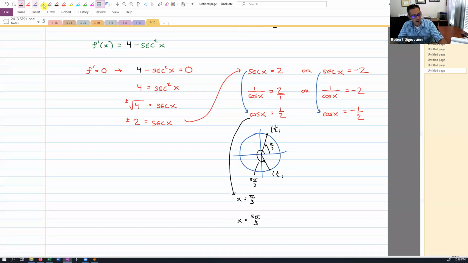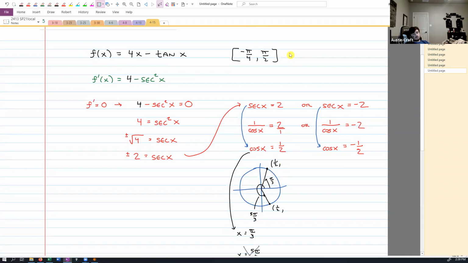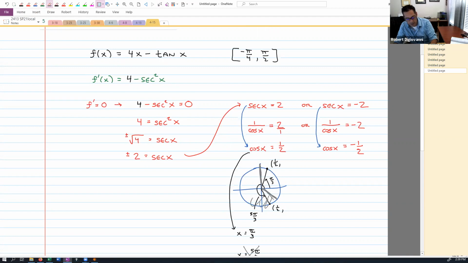I'm going to throw away the 5 pi over 3. Why? It's not within our interval. Our interval only goes from -pi over 4 to pi over 2. So really, we're only allowed to be looking between here and there. We're not allowed to look anywhere over here at all. We have to look between -pi over 4 and pi over 2 straight up. So we can only be looking at angles that live in here. So pi over 3 is an answer.